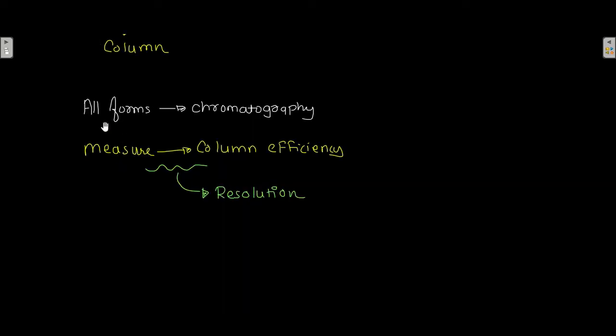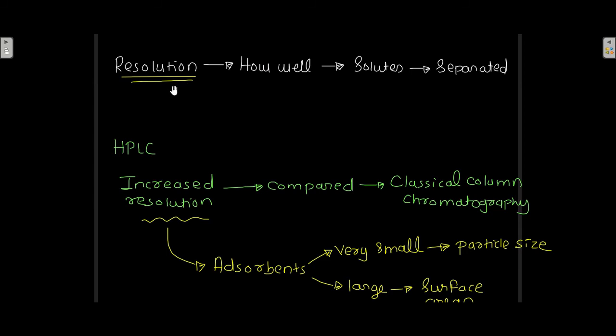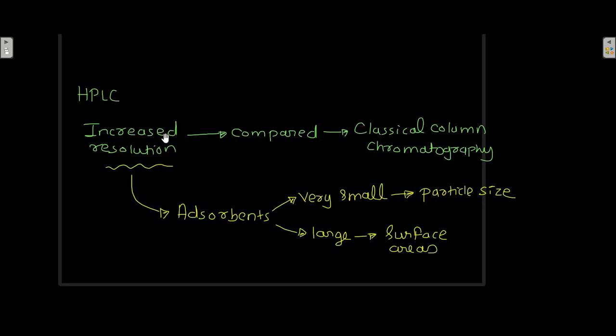Now in all forms of chromatography, the measure of column efficiency is given by resolution. It is not just for HPLC, it is in case of all forms of chromatography. The resolution of a column indicates how well the solutes are separated. Now in HPLC there is increased resolution as compared to classical column chromatography.